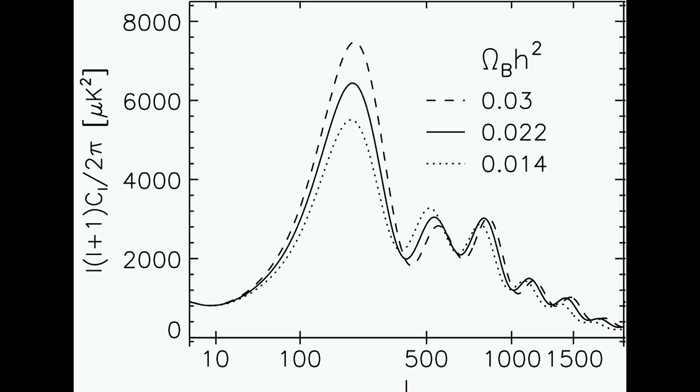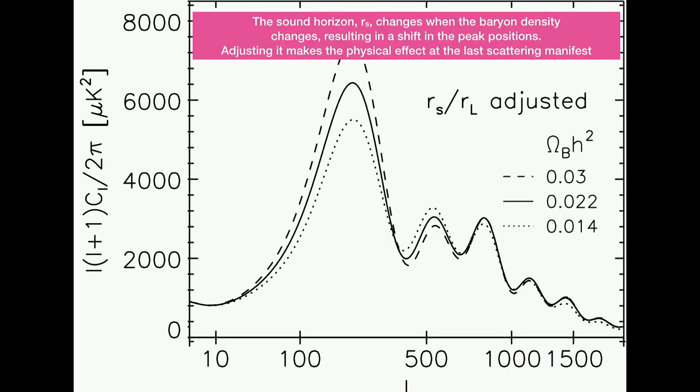Why is that? Remember that peak positions are given by the ratio of the sound horizon and the distance to the last scattering surface. If you change baryon density, it changes sound speed. Therefore, it changes the peak position as well. But that's a trivial effect, okay? We're not really interested in that. We want to see how baryons change the intrinsic power spectrum of the CMB fluctuations at the last scattering surface. So let's adjust the x-axis so that we get rid of the change in the peak locations.